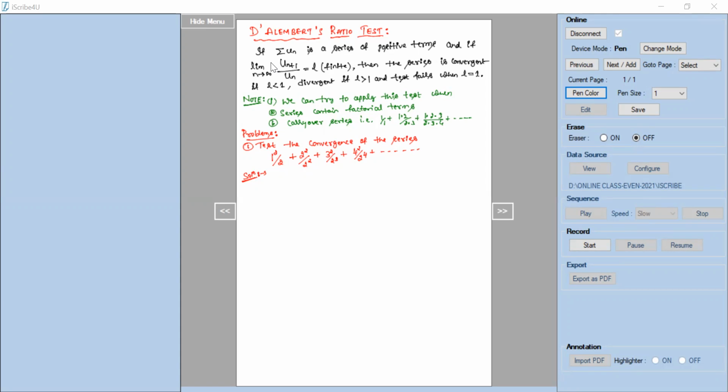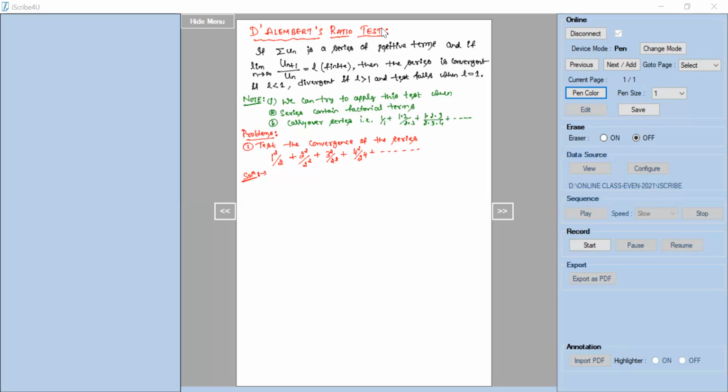Let's start with the condition of D'Alembert's ratio test. It says if sigma un is a series of positive terms, and if the limit as n tends to infinity of u(n+1), the (n+1)th term of your series, divided by the nth term un, is equal to L, a finite number, then the series is convergent if L is less than 1. It is divergent if L is more than 1, and the test fails when L is equal to 1. This is the statement of D'Alembert's ratio test.